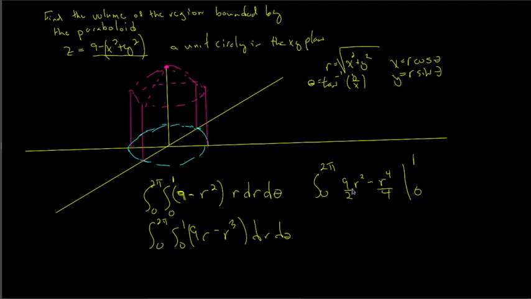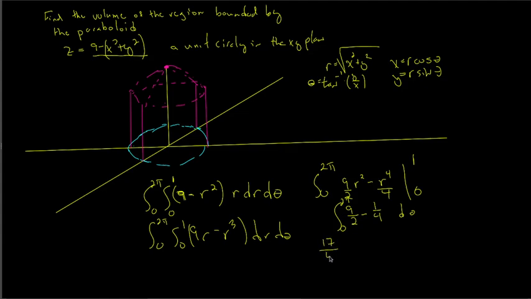I'll ignore the zeros because I'll be subtracting zeros, so that's 9 halves minus 1/4 d theta, evaluated from 0 to 2 pi. Notice there's no variable for theta here, so this is a number. So I think this is 18/4 minus 1/4, or 17/4.